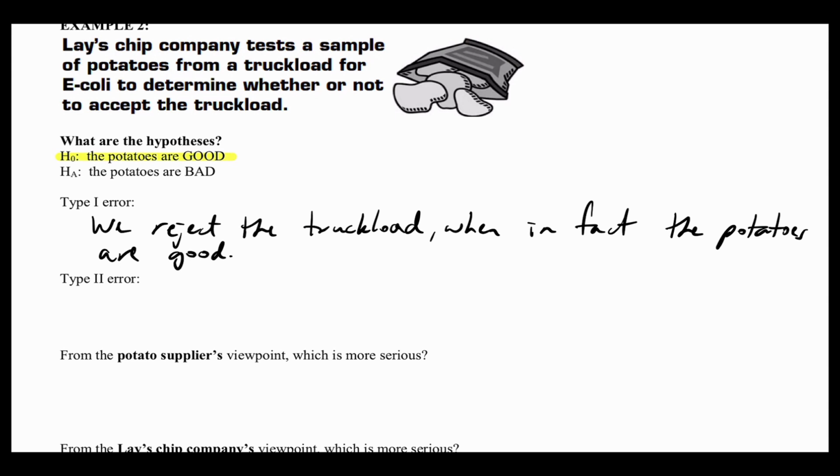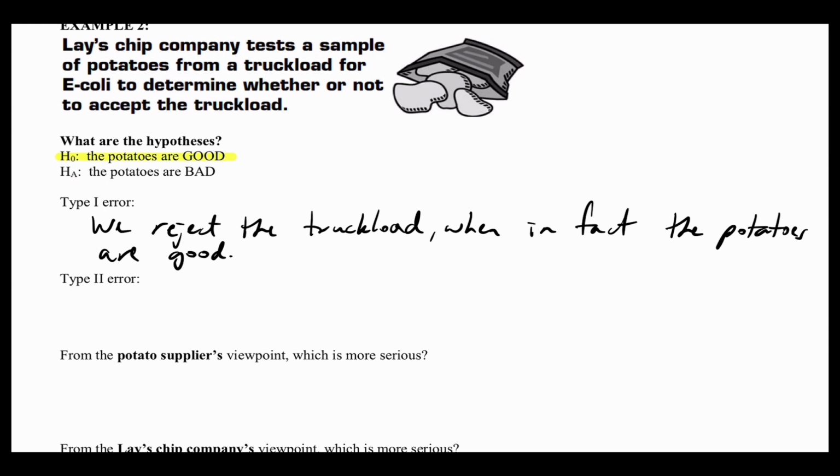It's an error, right? We shouldn't have rejected. We shouldn't have said, nope, send them back. Right? What would a type 2 error look like? So we fail to reject, right? If we fail to reject that guy right there, what's another way of saying that?